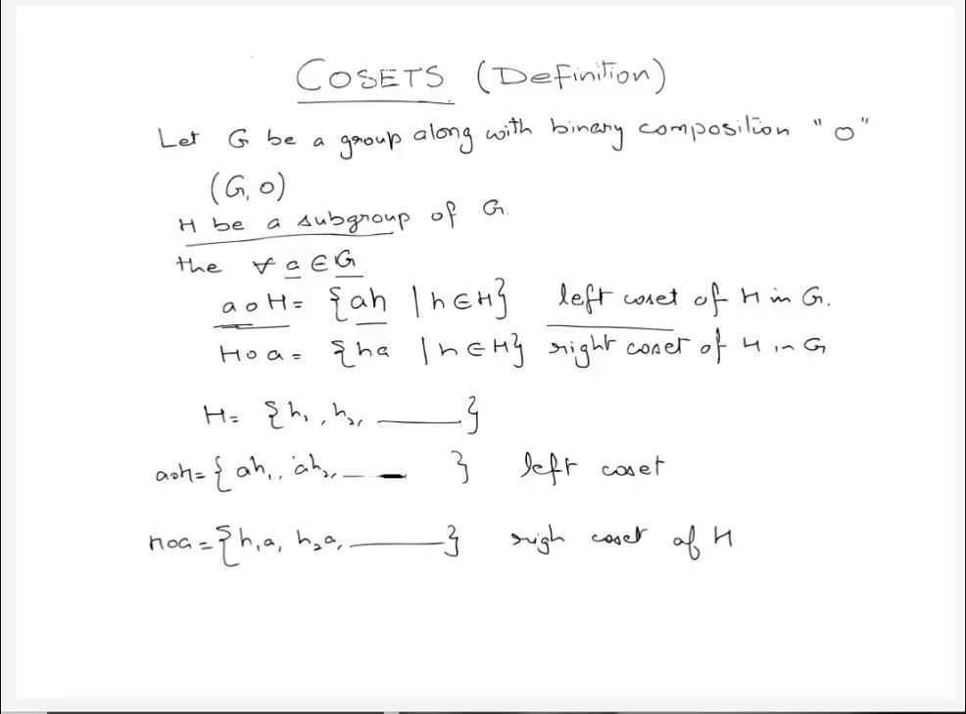Now since G is a group and a group satisfies the closure property, a belongs to G, h belongs to H, which is further a subset of G, that means h also belongs to G. So by definition of group, ah also belongs to G. So this new coset you have defined, say aOH or HOa, left coset of H or right coset of H, these are again subsets of G. So the definition is: aOH containing all the elements of type ah is called the left coset of H in G, and HOa is called the right coset of H in G.